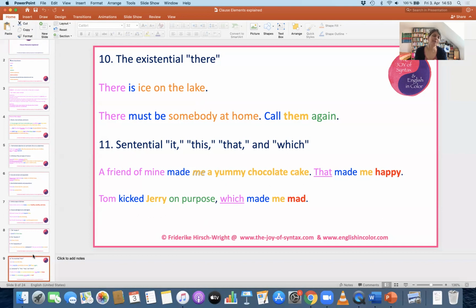Now, my first writing teacher at my college in California forbade us to use sentential it's, this is, that's and whiches. He said to only use pronouns when they refer to a noun, and otherwise reformulate. But the fact of the matter is that lots of people use these kinds of sentential pronouns.